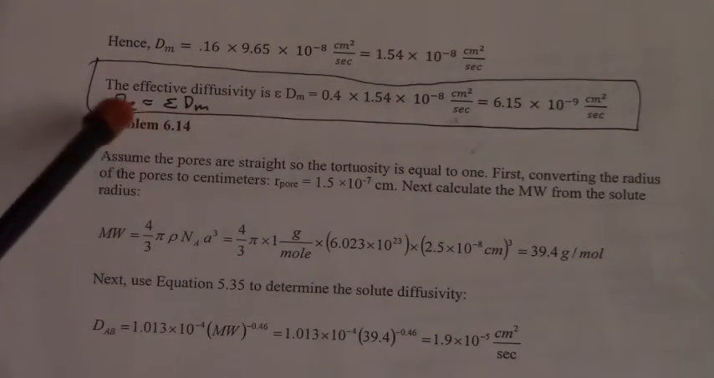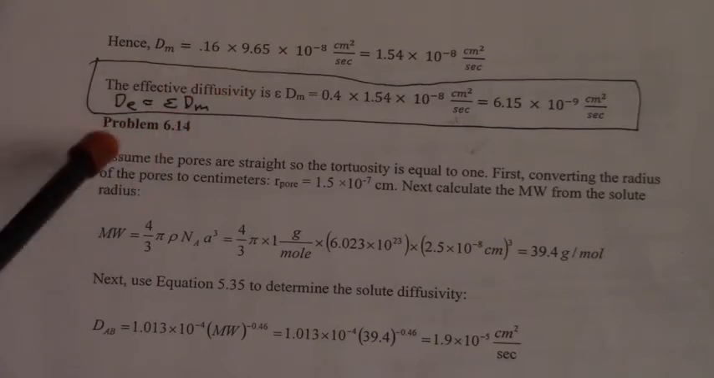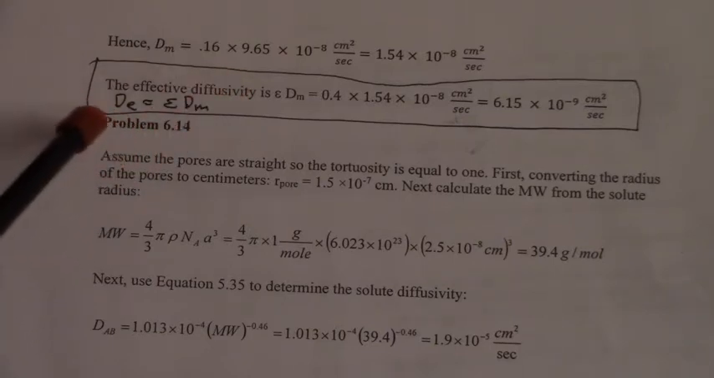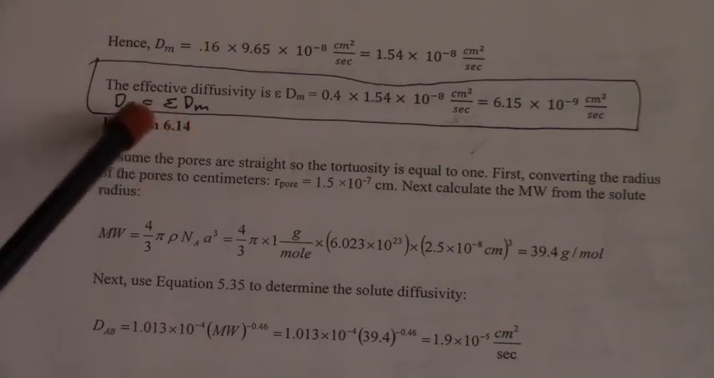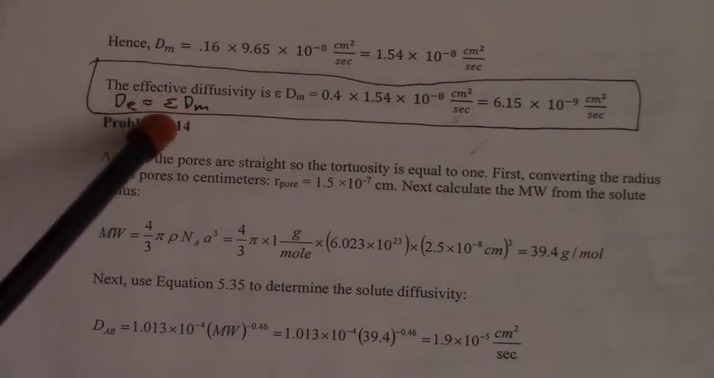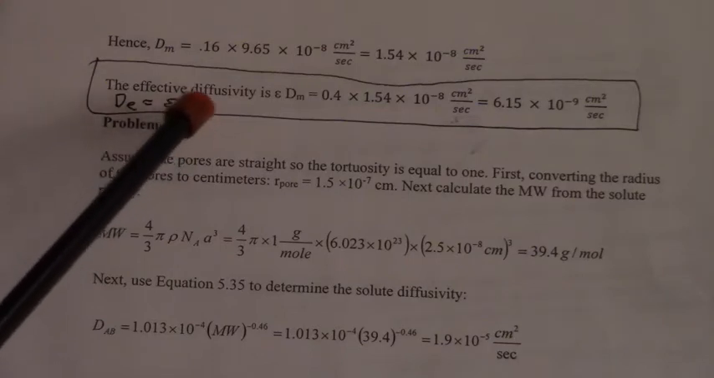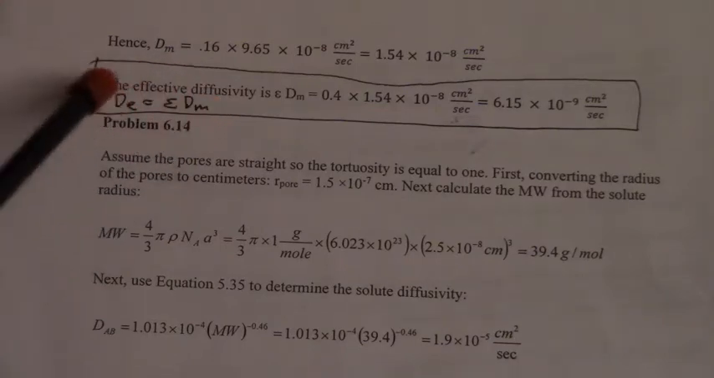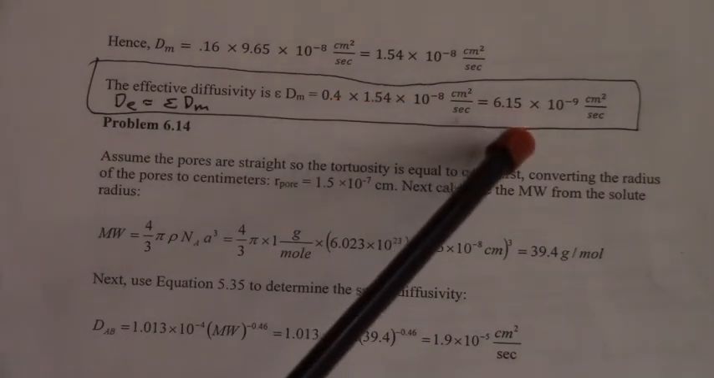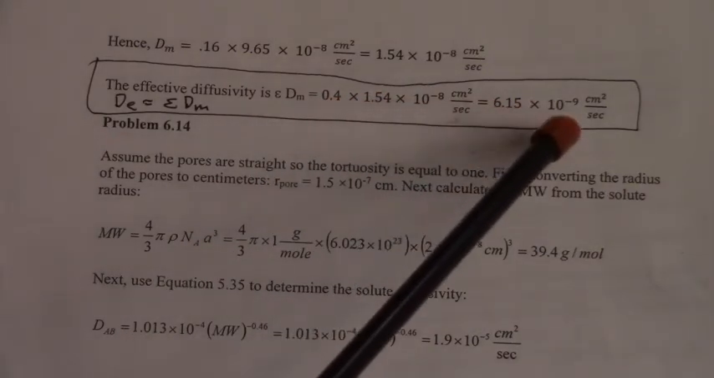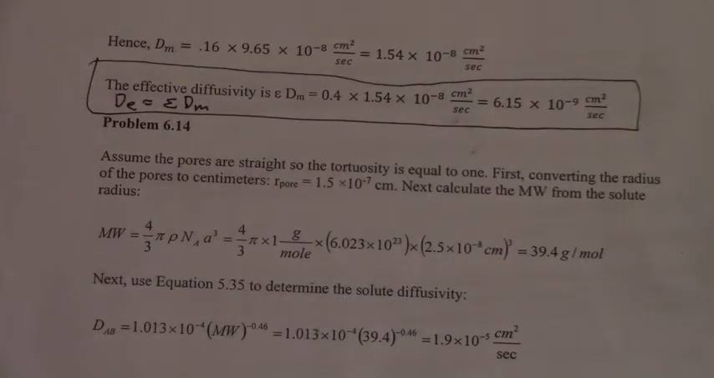We also know from the relationships that we developed in Chapter 6 that the effective diffusivity for the entire membrane, which takes into account the porosity of the membrane, would then be epsilon times the membrane diffusivity, and that calculation is shown right here. So we end up with a value then of 6.15 times 10 to the minus 9 square centimeters per second for the effective diffusivity.